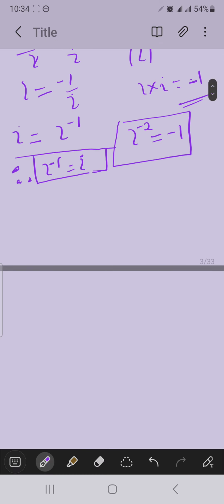Let's do i raised to power minus 3. i raised to power minus 3 is equal to i raised to power minus 2 multiplied by i raised to power minus 1. That's what it means. i raised to power minus 2 is minus 1, multiplied by i raised to power minus 1 which is i. This one is going to be minus i. It means i raised to power minus 3 equals minus i.